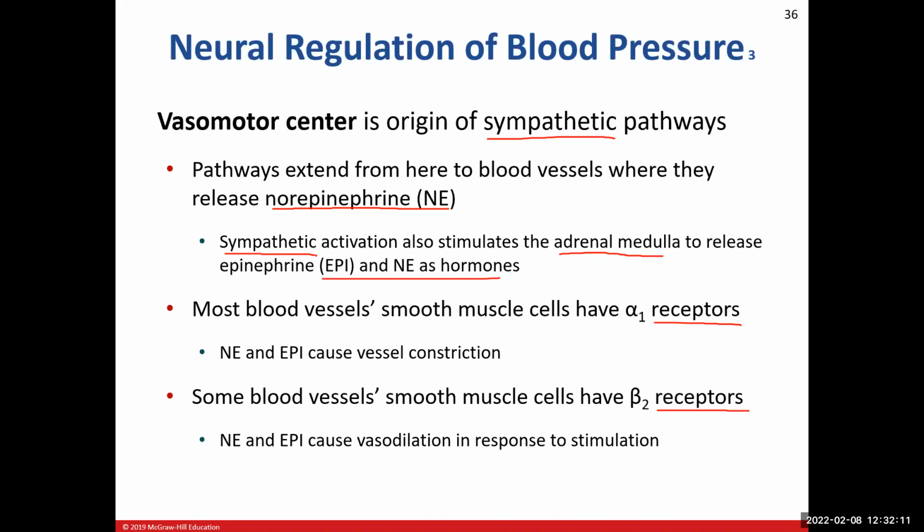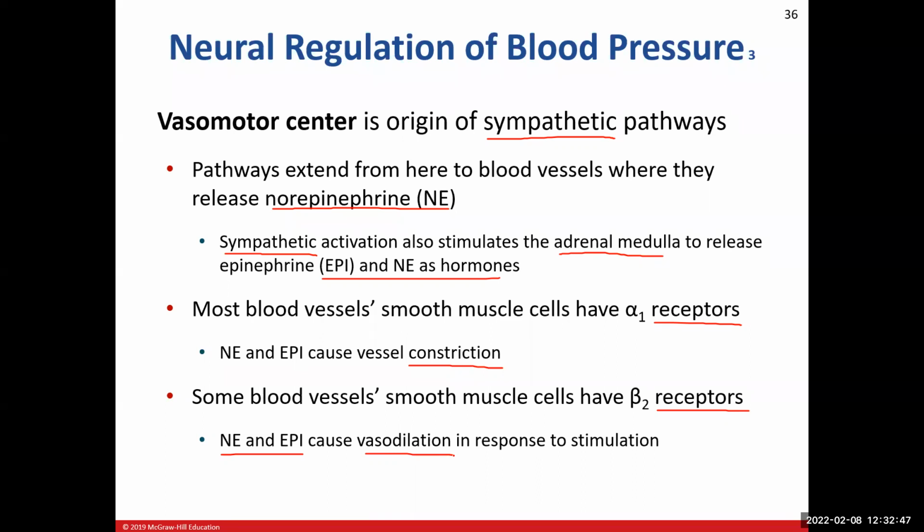We'll see that pretty much most of the blood vessels, the smooth muscle cells, have what we call alpha-1 receptors. And when we stimulate the alpha-1 receptors through norepinephrine and epinephrine, we will get vasoconstriction. Whereas others will have beta-2 receptors. And again, norepinephrine and epinephrine, if we stimulate the beta-2 receptors, we'll get vasodilation.